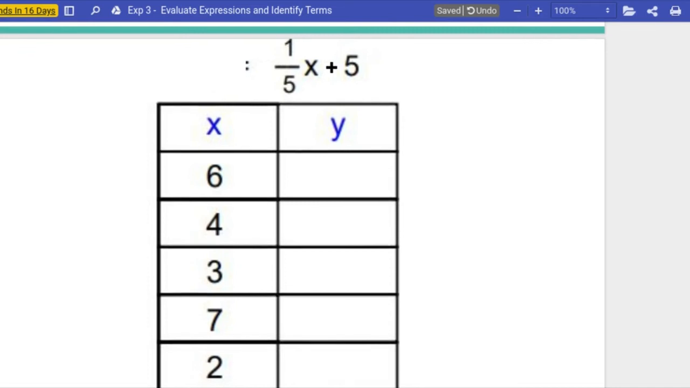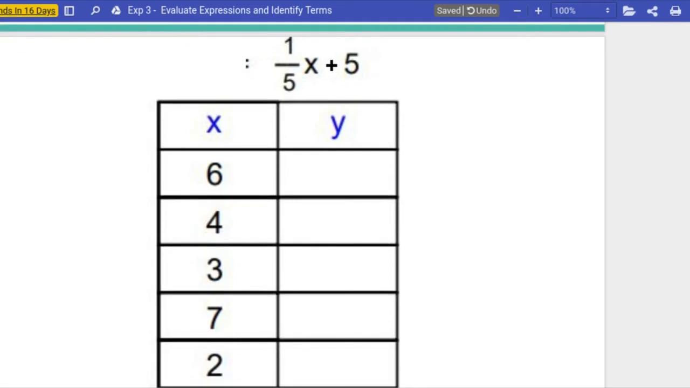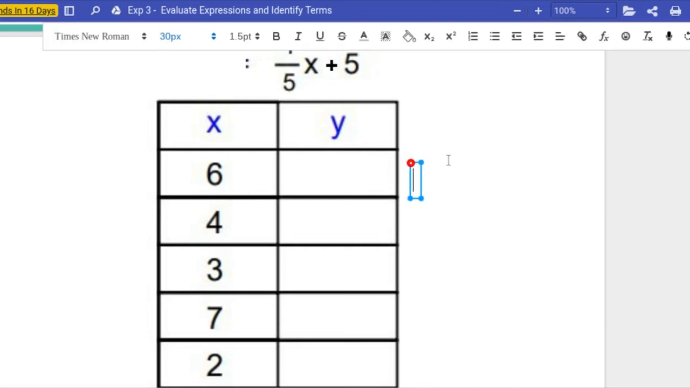All right, this one's a little bit trickier because we have a fraction. And so we have to remember what we have already learned about fraction operations and how to multiply by fractions. So here are my values of x that I'm going to substitute in, and then I am going to solve it the same way that I would before. Make sure we follow the order of operations and solve. So 1/5 times 6 plus 5.